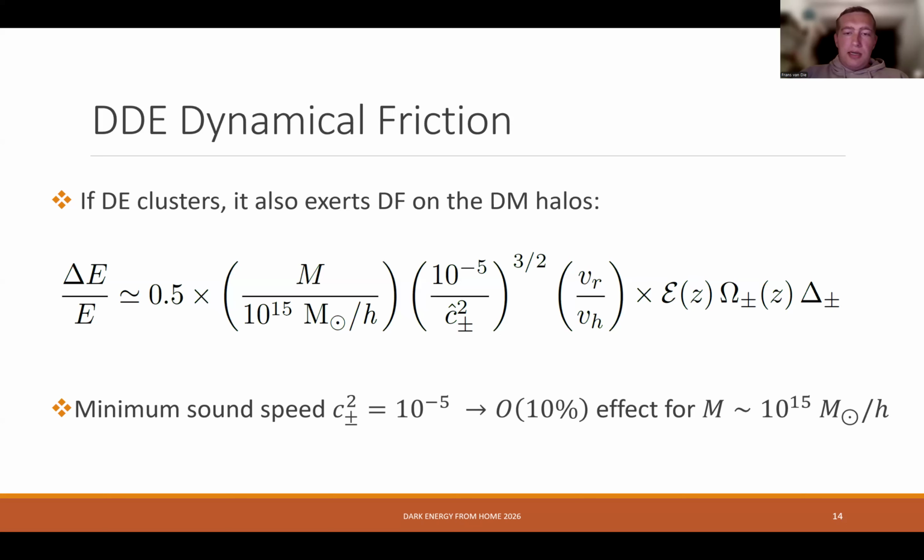So now the second part of the analysis is the dynamical friction, the gravitational drag that the dark energy can exert on dark matter halos that move through this medium. One can estimate this effect via this equation, where we see that if we take a very low sound speed squared, so 10 to the minus 5, we get around a 10% effect for very massive clusters of order 10 to the 15 solar masses or so.